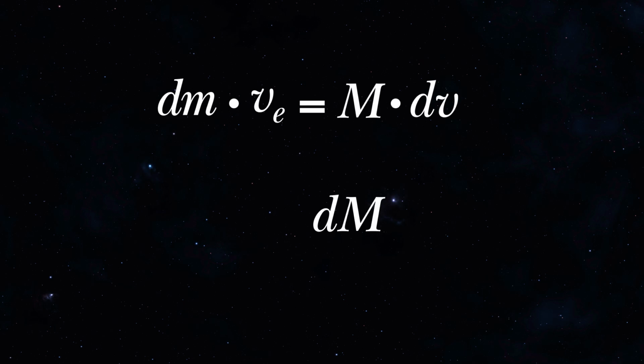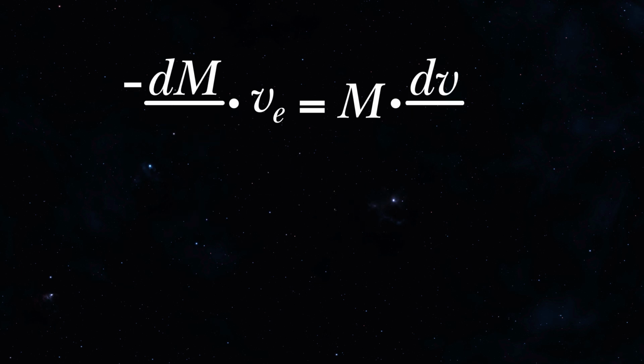If dm represents the change in the mass of the rocket, then as dm amount of gas is ejected from the rocket, the rocket will lose the same amount of mass. The negative sign indicates that the mass of the rocket is decreasing. So our equation becomes this. Now let's divide both sides by the time interval dt.